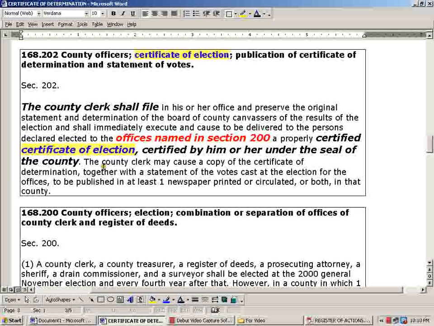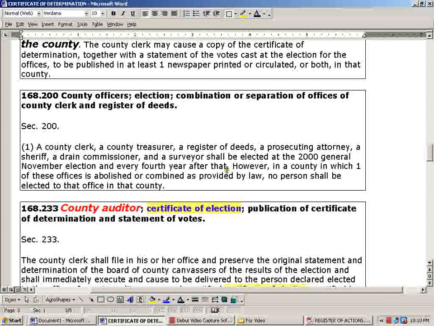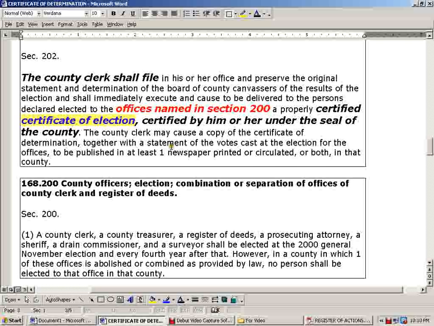The county clerk may cause a copy of the certificate of determination together with the statement of the votes, blah, blah, blah. Okay, who are they talking about? A county clerk, a county treasurer, register of deeds, prosecuting attorney, sheriff, drain commissioner, right? Which they can't do unless it's been done. So I don't know how the clerk is going to certify anything, because the clerk is on the list that hasn't been certified that she was ever elected.